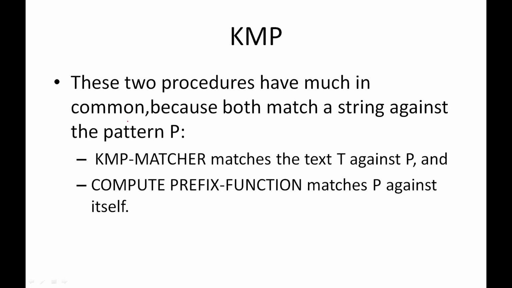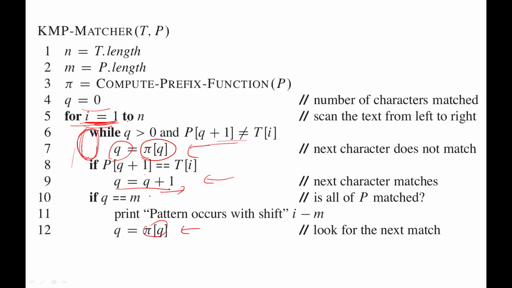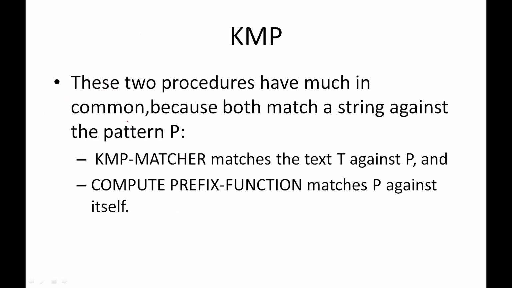So I hope this is clear. Please look into an example, and so you can see KMP. This is one of the basic ideas of what both the algorithms are. This algorithm is called the KMP matcher. This is the KMP matcher, inside which there is compute prefix function. KMP matcher algorithm matches the text against the pattern P, whereas compute prefix function matches P, the pattern itself, against itself.